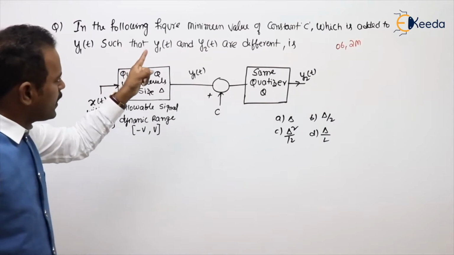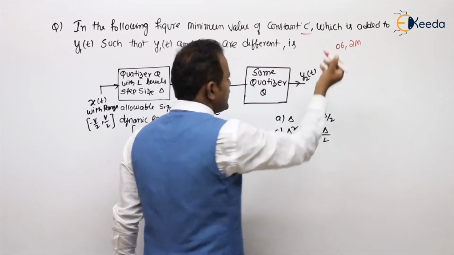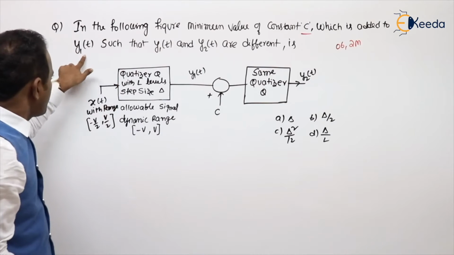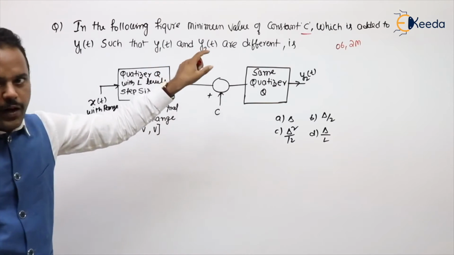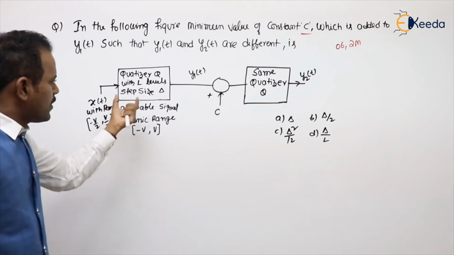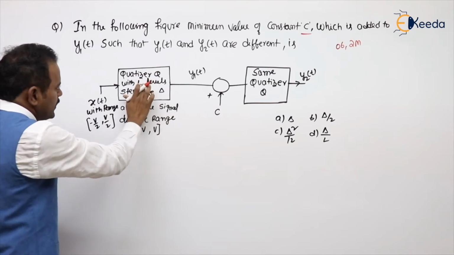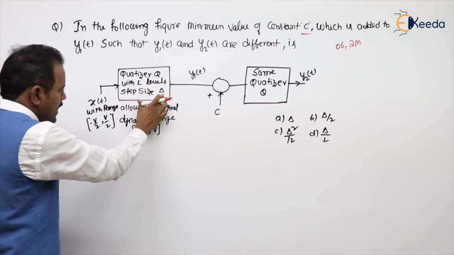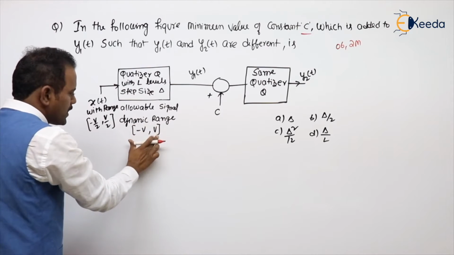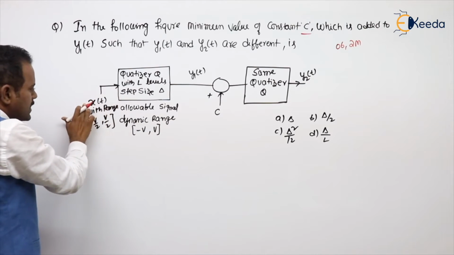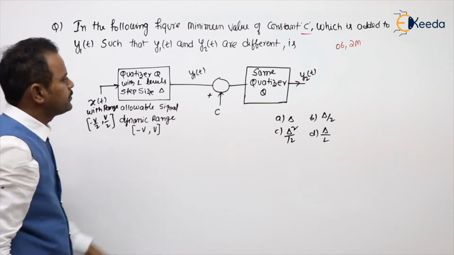In the following figure, what is the minimum value of the constant C which is added to y1 of t such that y1 of t and y2 of t are different? A block diagram is given. Quantizer Q with L levels, step size delta, allowable signal dynamic range is minus V to plus V. The given signal is x of t with range minus V by 2 to plus V by 2.